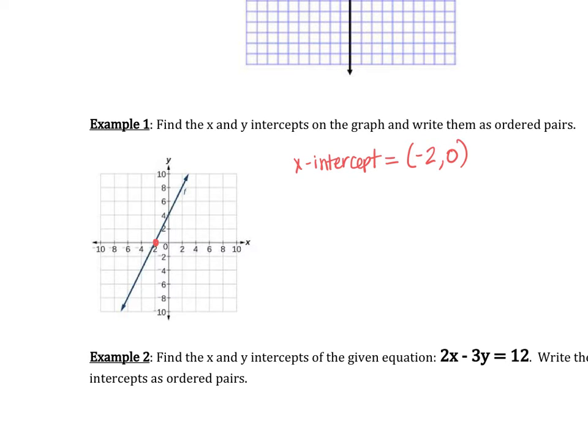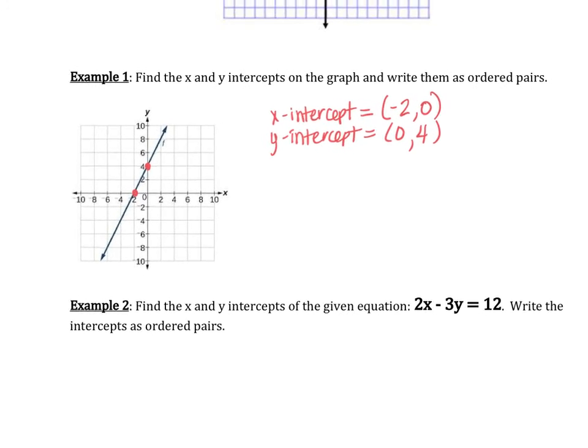Same thing for the y-intercept. The y-intercept, if I look at my graph, is where my line crosses the y-axis. On this graph, it crosses at 4. So that means on my ordered pair, the y value would be 4, the x value would be 0. So that's example 1, and that's pretty easy. Most everybody can do that fairly easily and quickly because you're just looking and writing down an ordered pair. There's not any actual work involved to answering those.